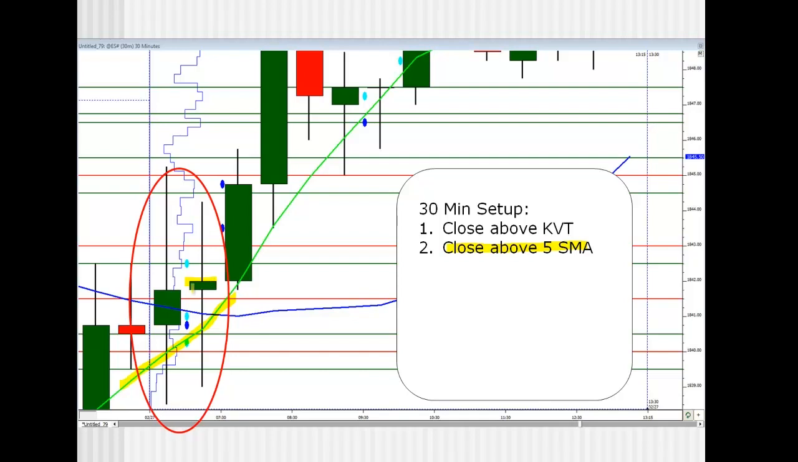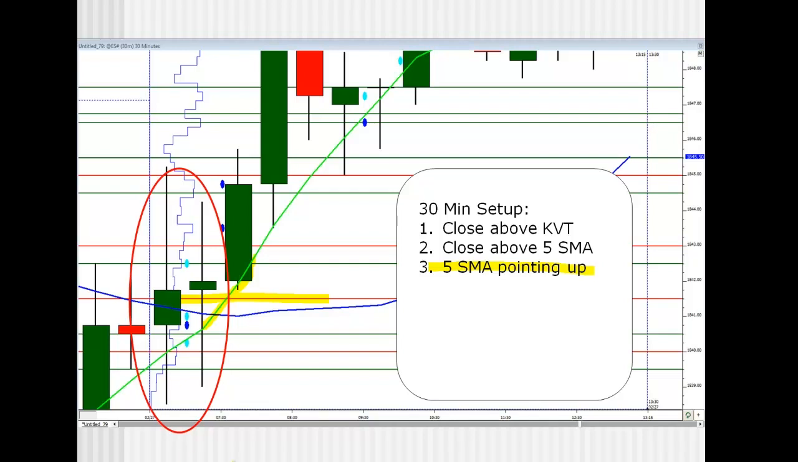But don't rely just on those 2 parameters. There are a couple more pieces of evidence that you want to have on your side. Let's take a look and see what they are. In addition to the close above the 5, you want the 5 simple average to be pointing up. You don't want it to be horizontal. You want it to be pointing up, as is the case here. That's the direction that I want. So I close above it, and it's pointing higher.